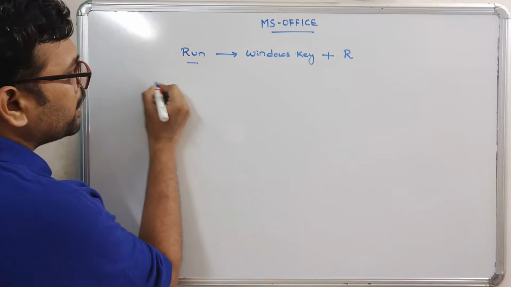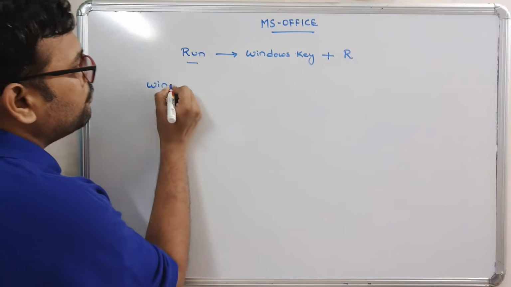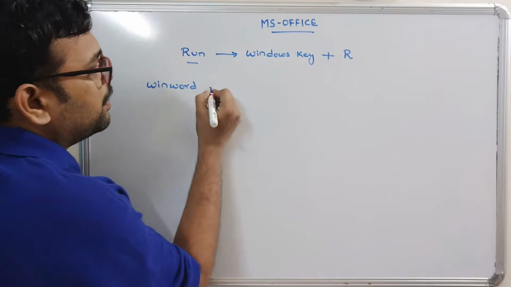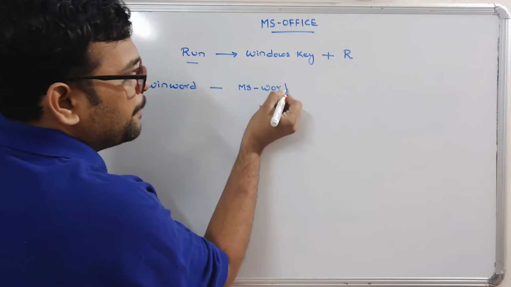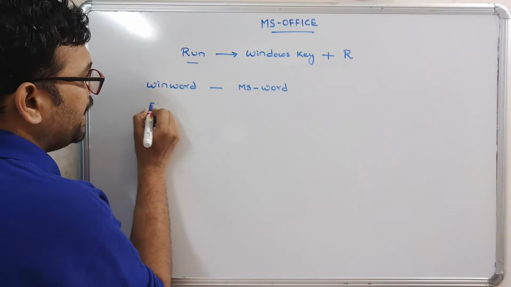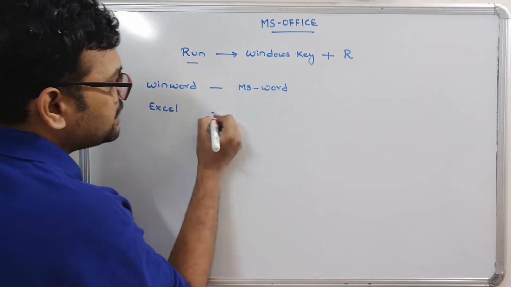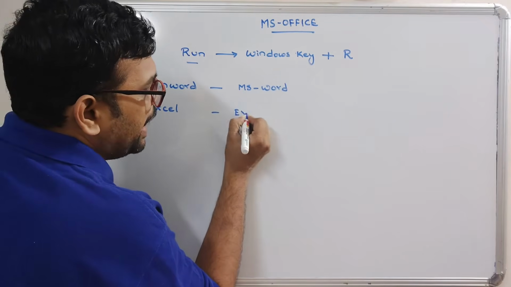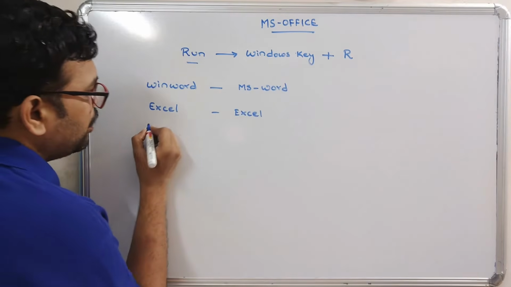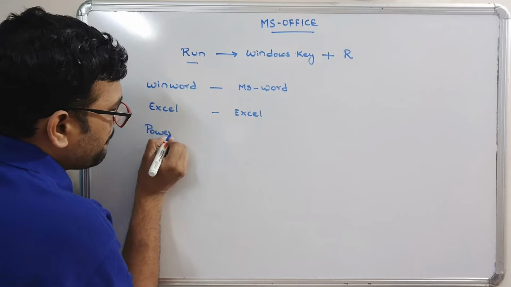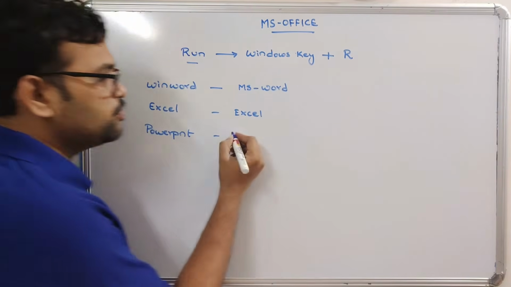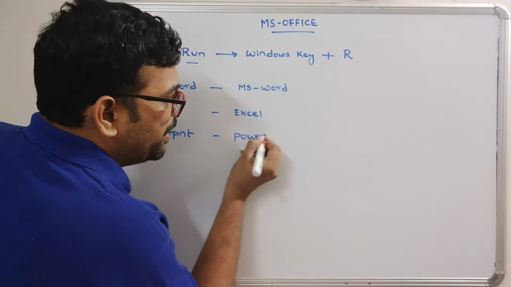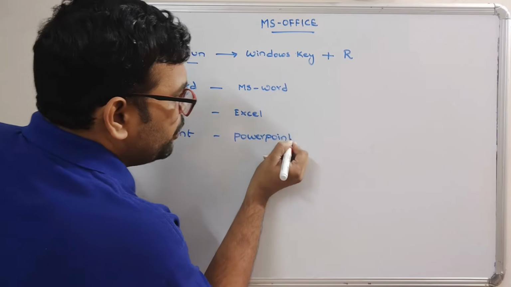There you can type WinWord and press enter, so that we'll get MS Word. And similarly Excel, if you type Excel and press enter, Excel will be opened. Or PowerPoint: type Power PNT, not point, PNT, so that PowerPoint will be opened.